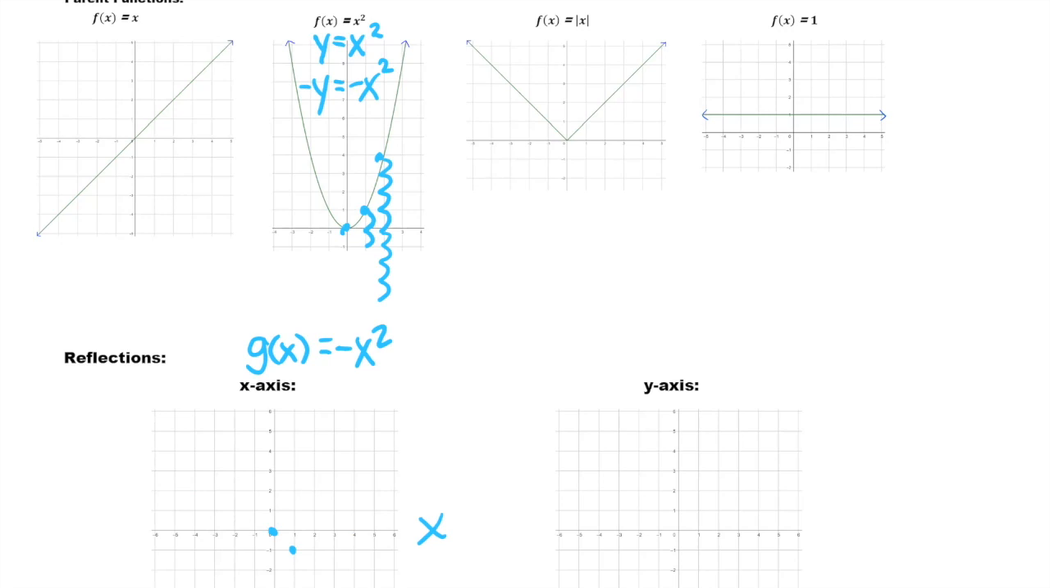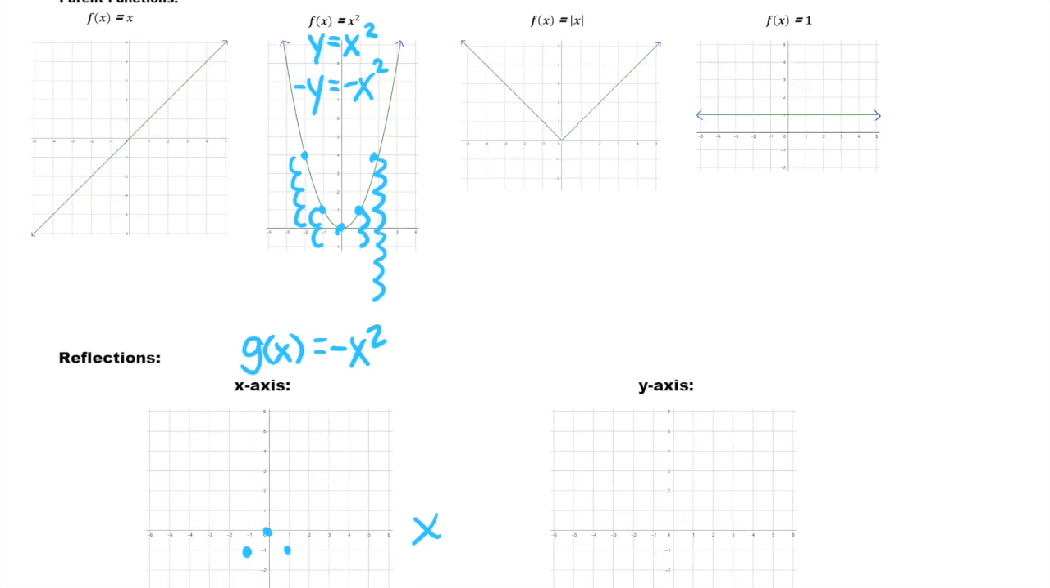Now this graph is symmetrical. So this negative 1, 1 point, it is a distance of 1 away. It will go a distance of 1 below the x-axis. And same thing with the 2, 4. It's still a distance of 1, 2, 3, 4. So it will go 4 below the x-axis. There's the shape of this reflected parabola, and the same rule applies to pretty much all of these.